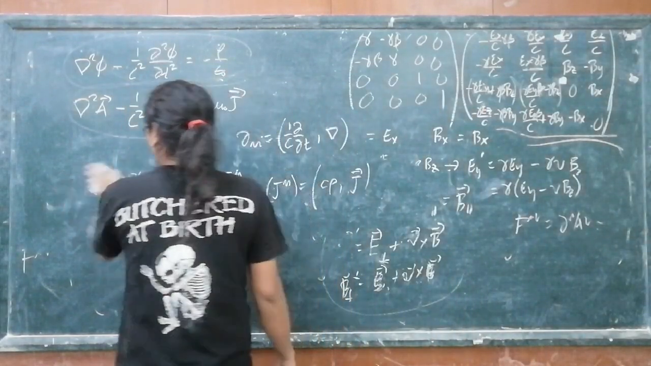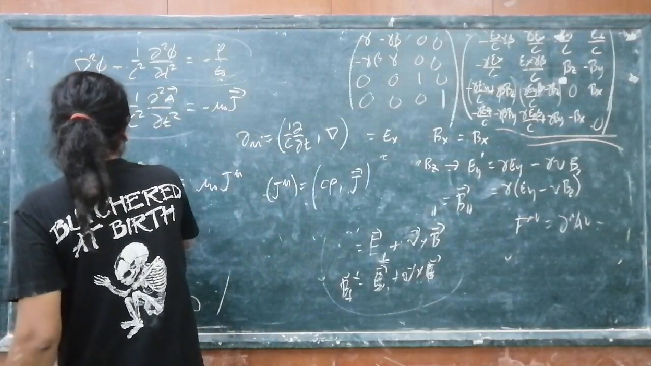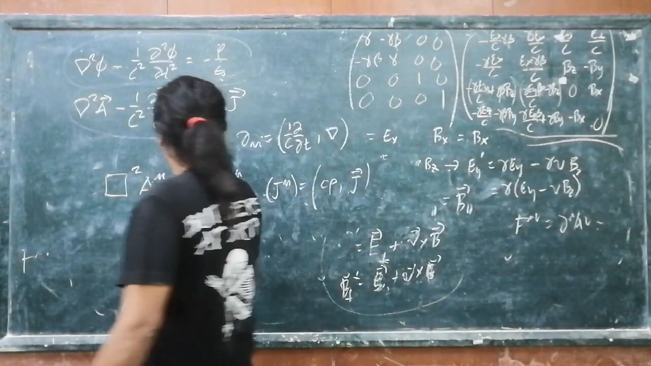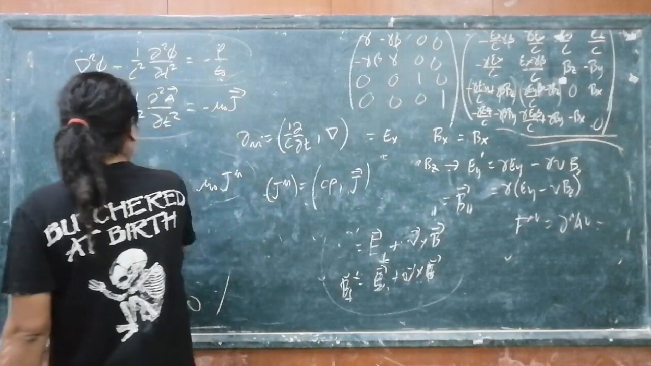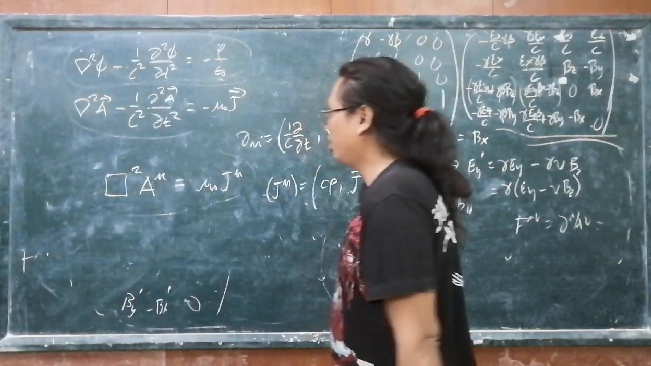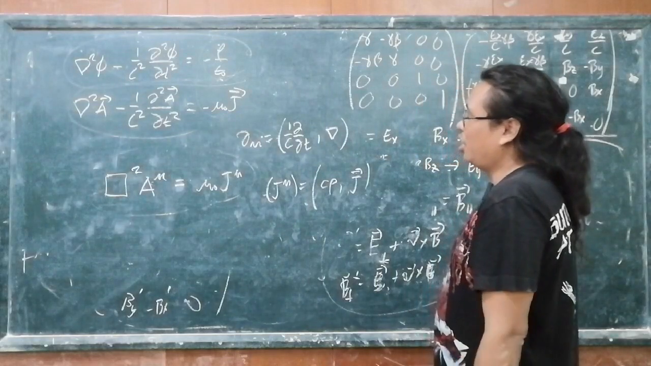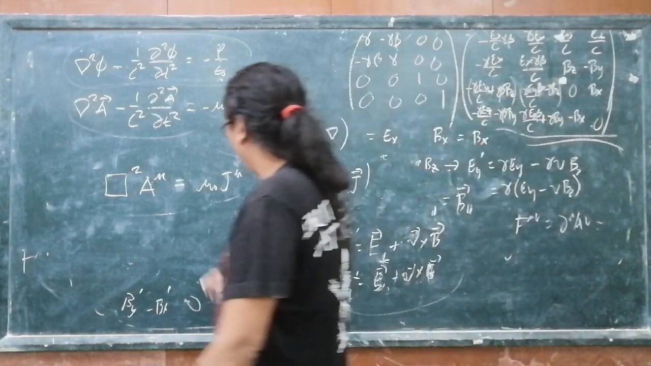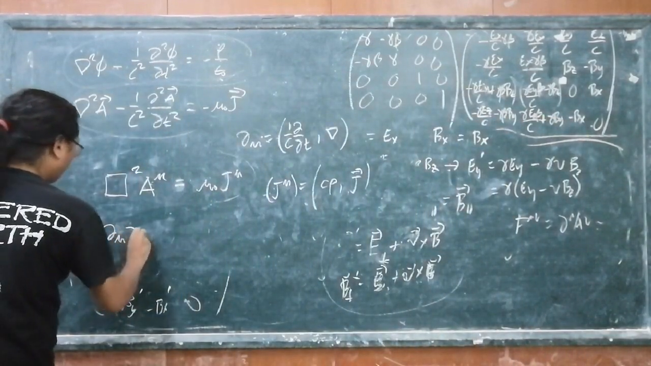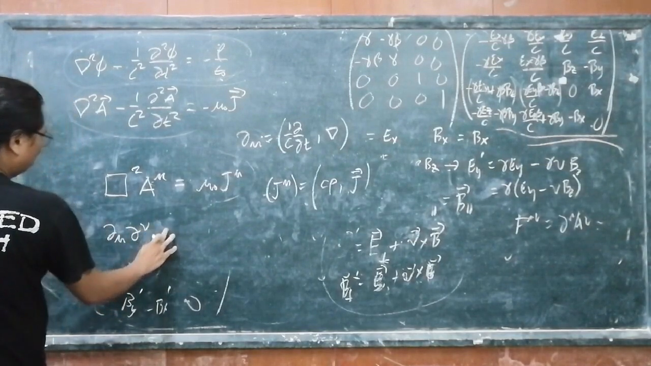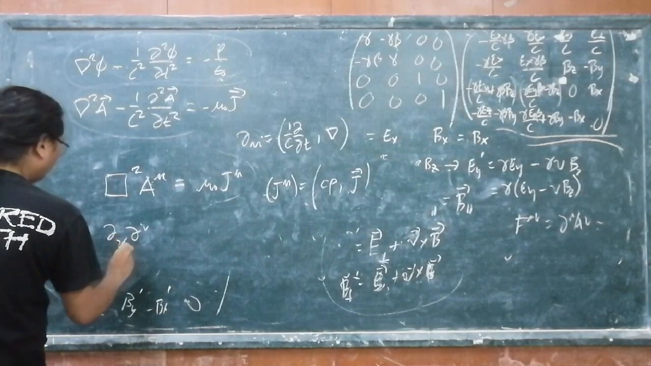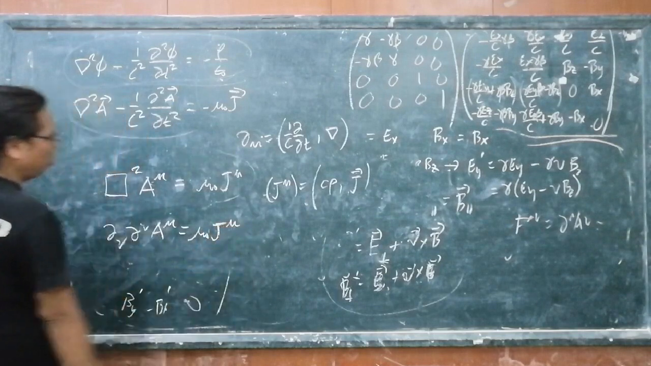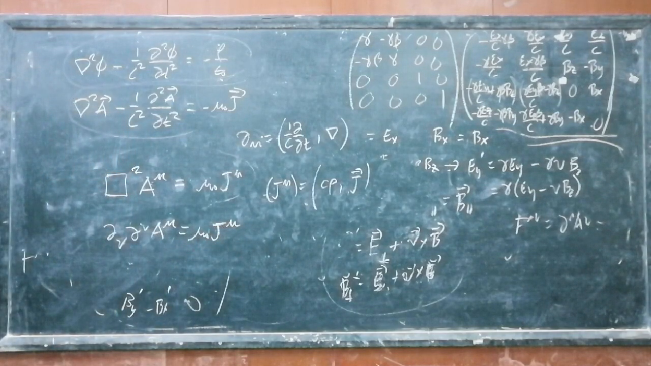Or we can think of this as the D'Alembert operator. Now this one will lead to this. Or we can think of that as partial mu, partial nu. Partial mu, partial nu A mu equals mu naught J mu. Okay? Yes, this is correct.